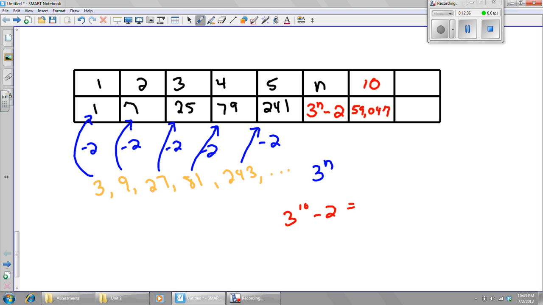If I did the 100th, I'm going to get a humongously large number in scientific notation. 3 to the 100th power minus 2 ends up being about 5.15 times 10 to the 47th power. So the last one had 30 scoopies, if you call them that. This one would have 47, multiplied by 10, 47 different times. Okay, so that's your lesson for today, exponential patterns. All right, Mr. Lawrence signing off.